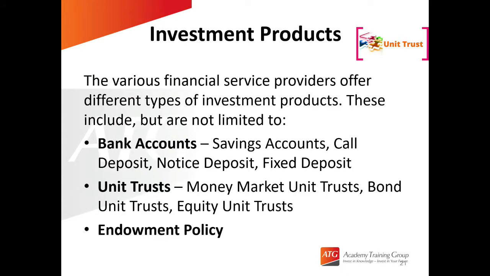Different types of investment products are available. For example, bank accounts. Bank accounts are of different types. As you can see, we have savings accounts, call deposits, notice deposits, as well as fixed deposit accounts. Unit trusts. Many insurance houses as well as banks offer different types of unit trusts, where an investor, along with other investors, collectively invests their money into a unit trust, which is managed by a fund manager. There are different types of unit trusts that a person can invest in, for example, money market unit trusts, bond unit trusts, as well as equity unit trusts.